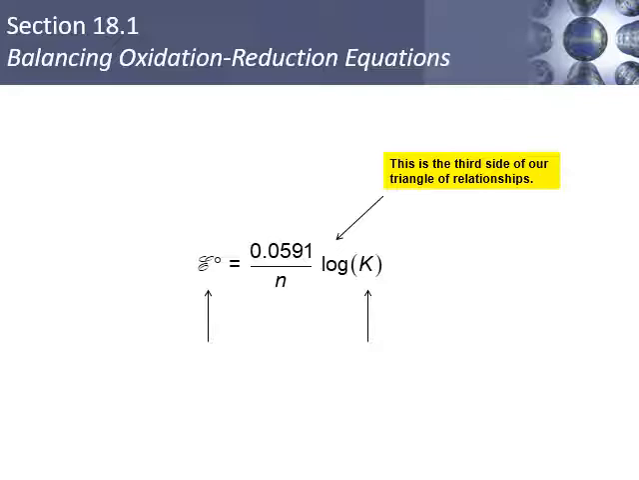When that E without the degree sign goes to 0, we can rearrange that equation and change the Q to K, because now we're at what we're going to refer to as equilibrium. So E naught would be 0.0591 divided by N times log K. And this is what we're going to write for the third side of our triangle of relationships, where this K is coming back all the way from chapter 13 or 15, and this E naught is coming from the current chapter. And so that completes our triangle of relationships. Next slide.